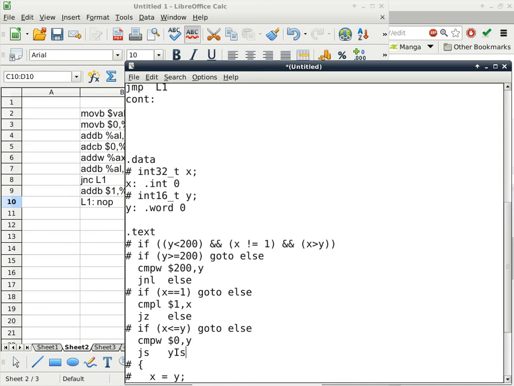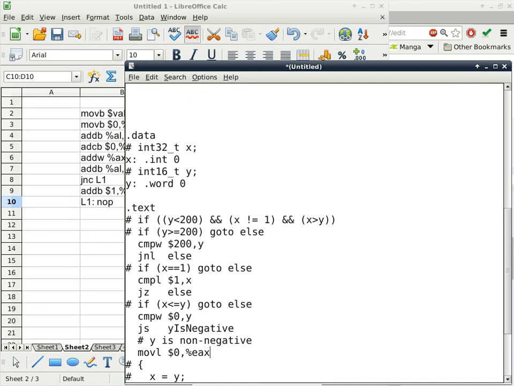So I'll just say y is negative. Which means if I'm not branching, y is non-negative. If y is non-negative, I can move 0 into whatever register I want to use. In this case, it is EAX, then JMP to compare XY, and compare XY is here.